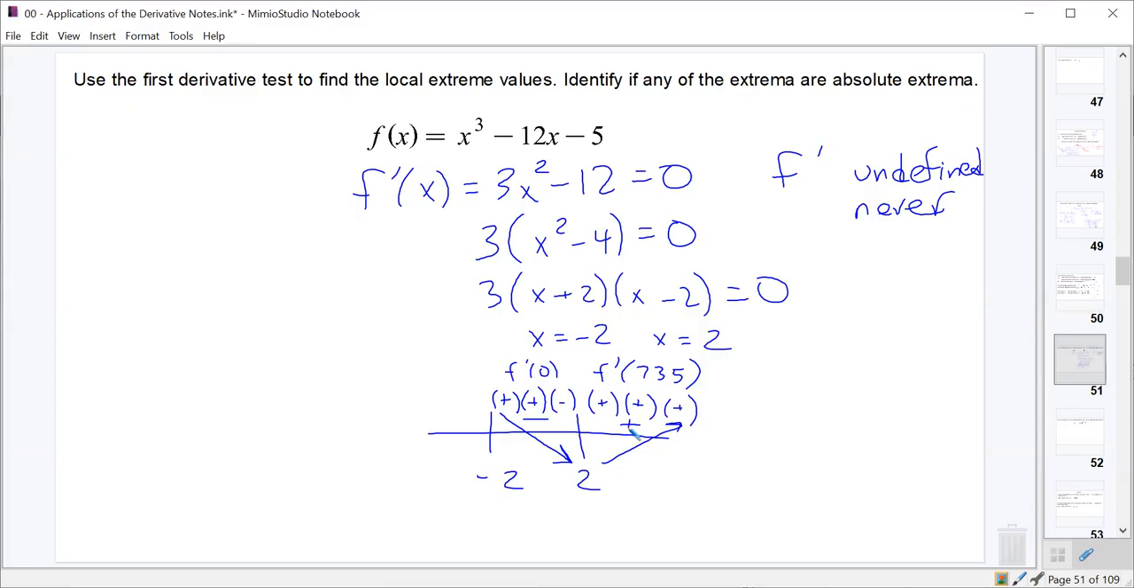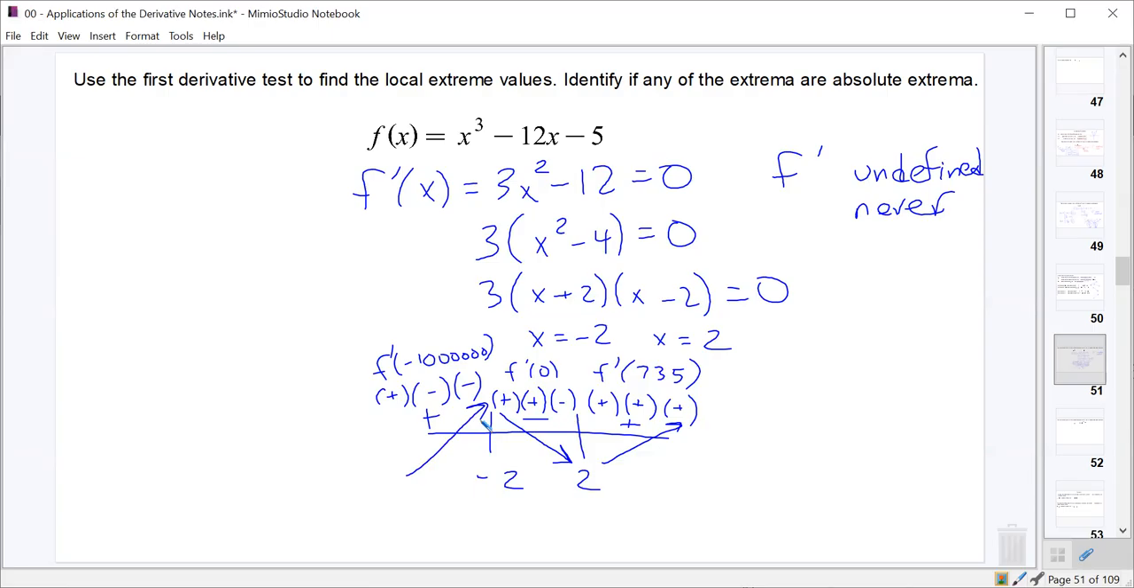And lastly, if we pick something less than negative 2, like negative 1,000,000, the 3 is still positive. It's f prime of that number. The 3 is positive. That x value plus 2 is negative, and that x value minus 2 is also negative, giving us a positive times a negative, which is positive, and our function must increase.